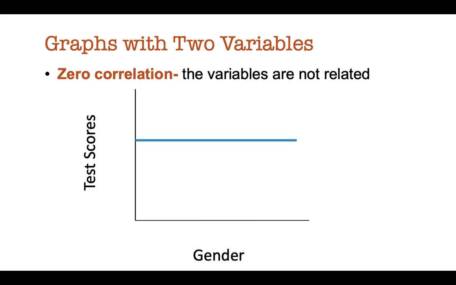All right, zero correlation. This is when it's a perfectly flat line, so it doesn't point up like the first graph, it doesn't point down like the second graph. We just get this perfect flat line. There's no relationship between the variables.